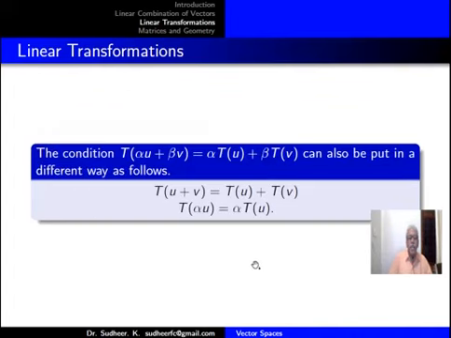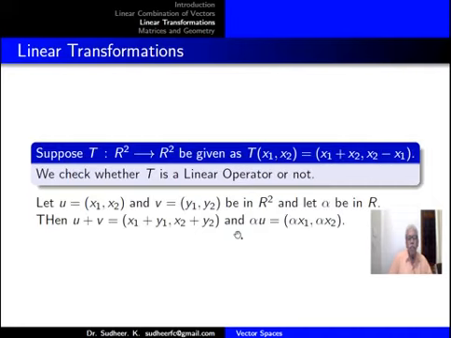The condition T of alpha u plus beta v equal to alpha Tu plus beta Tv can also be put in a different way as T of u plus v equal to Tu plus Tv and T of alpha u equal to alpha Tu.